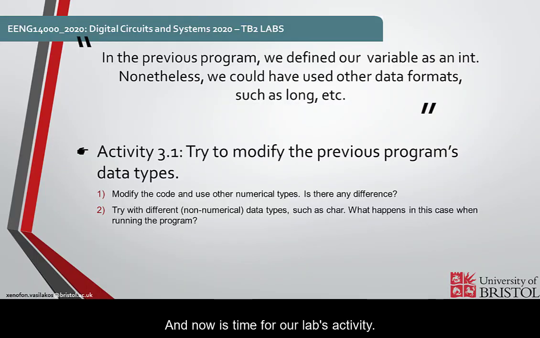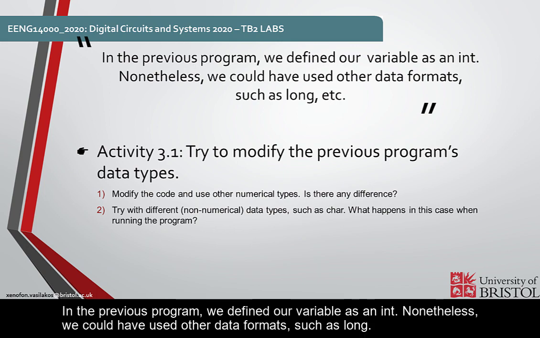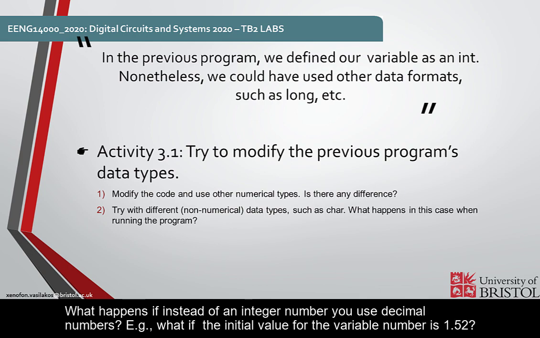And now it's time for our lab's activity. In the previous program, we defined our variable as an int. Nonetheless, we could have used other data formats, such as long. What happens if instead of an integer number, you use decimal numbers? For example, what if the initial value of the variable number is 1.52?